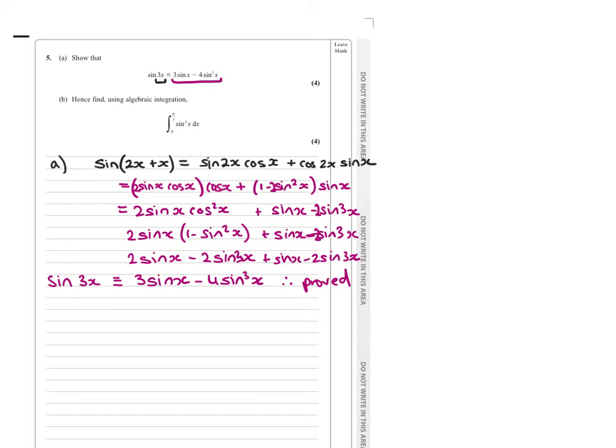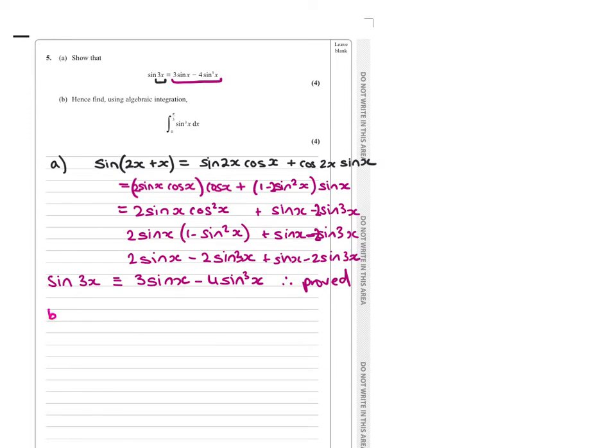Now, I know you might think sometimes that the exam boards are a bit harsh, they throw in some awful questions, but guess what? If they give you a part A, it normally links to part B, okay? So they've then told you to integrate sine cubed x. They've given you a formula at the top with sine cubed in it. Let's rearrange that formula, ready to integrate.